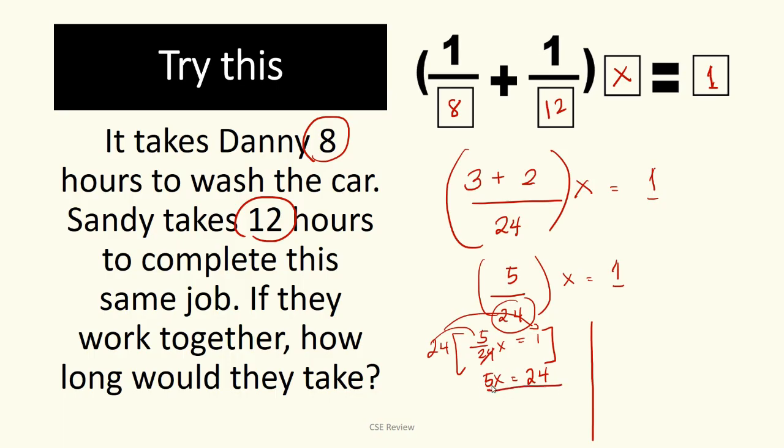I-divide mo ngayon both sides sa 5 kasi para ma-cancel ito. So, this is going to be over 5. X is equal to 24 over 5. Okay? That is the answer. That is the first option. You can do it like that.